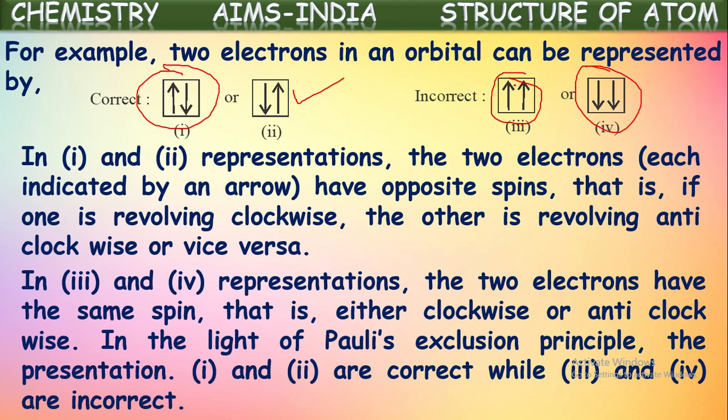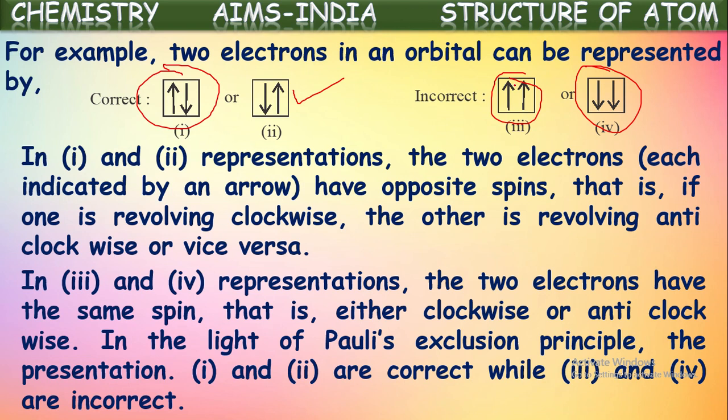Pauli's principle. In the light of Pauli's exclusion principle, representations 1 and 2 are correct, while the third and fourth are incorrect. So one should be in the clockwise spin, the other in the anti-clockwise spin. That is the only correct one. This limits the number of electrons in an orbital to 2.